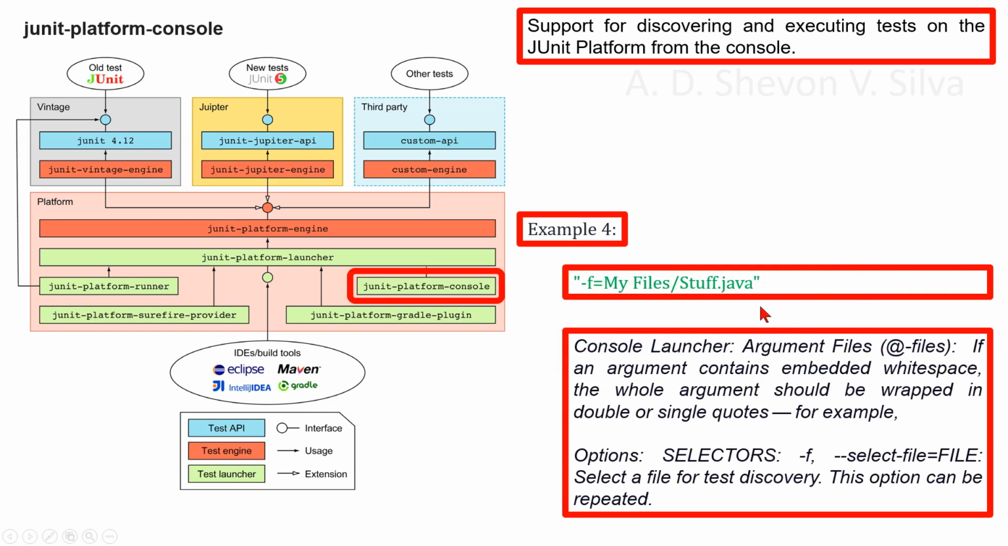Launcher argument files, also called @-files. If an argument contains embedded white space, the whole argument should be wrapped in double or single quotes, for example. And options, selectors: -f or --select-file=file. Select a file for test discovery. This option can be repeated.